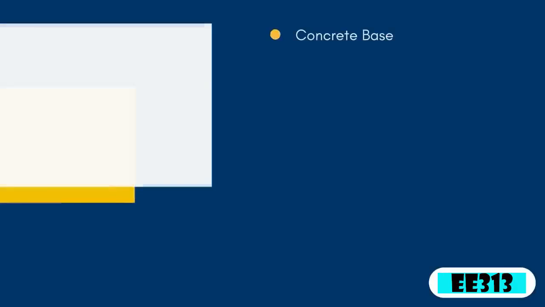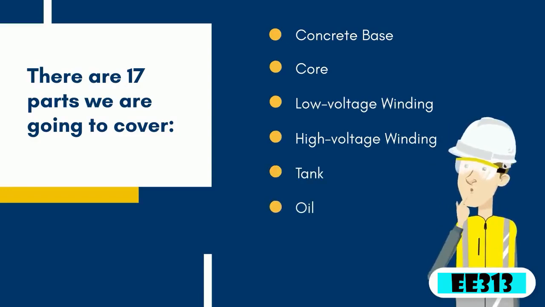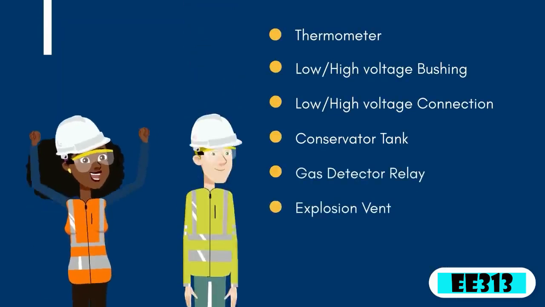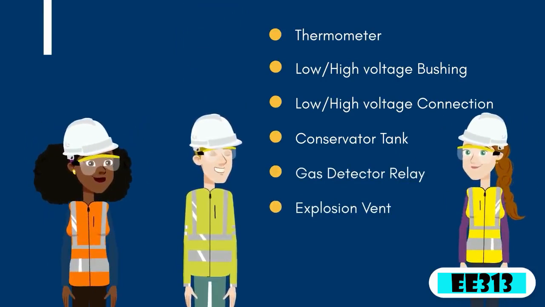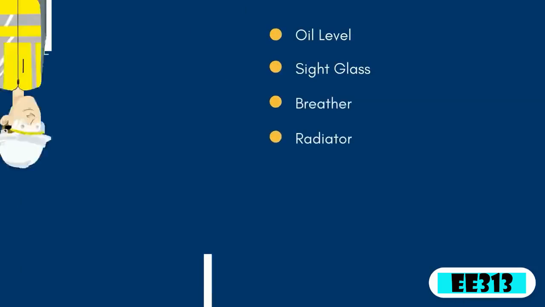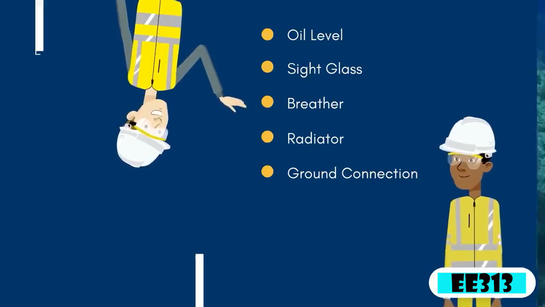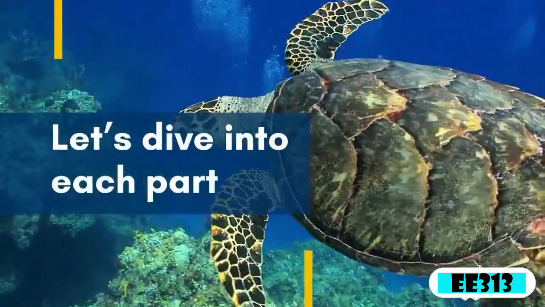This presentation will cover 17 parts or components of a power transformer, mainly concrete base, core, low and high voltage windings, tank, oil, thermometer, low or high voltage bushing, voltage connection, conservator tank, gas detector relay, explosion vent, oil level indicator, sight glass, breather, radiator, and ground connection. Now let's go to each component and discuss their functions in the power transformer system.